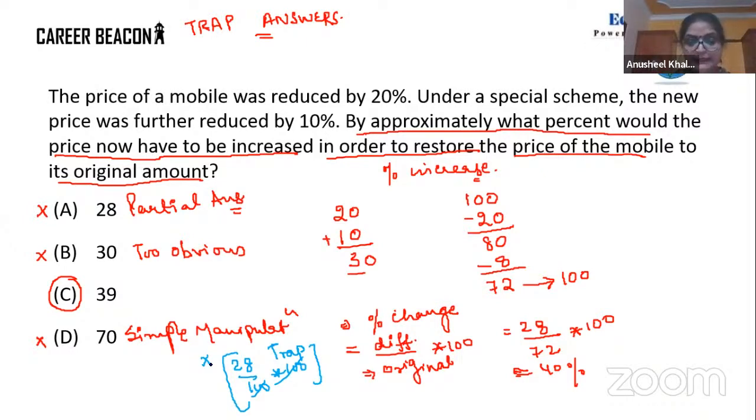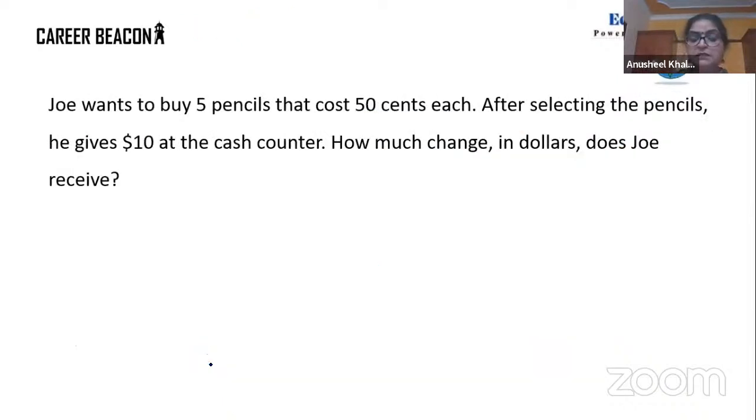Okay, so I think whosoever has given the answer 28 is clear to him or her that 28 is not the correct answer. It is in fact a partial answer, right? And partial answers can never be the correct answer. So you need to eliminate the partial answers, right? Okay, now let's move to another question.